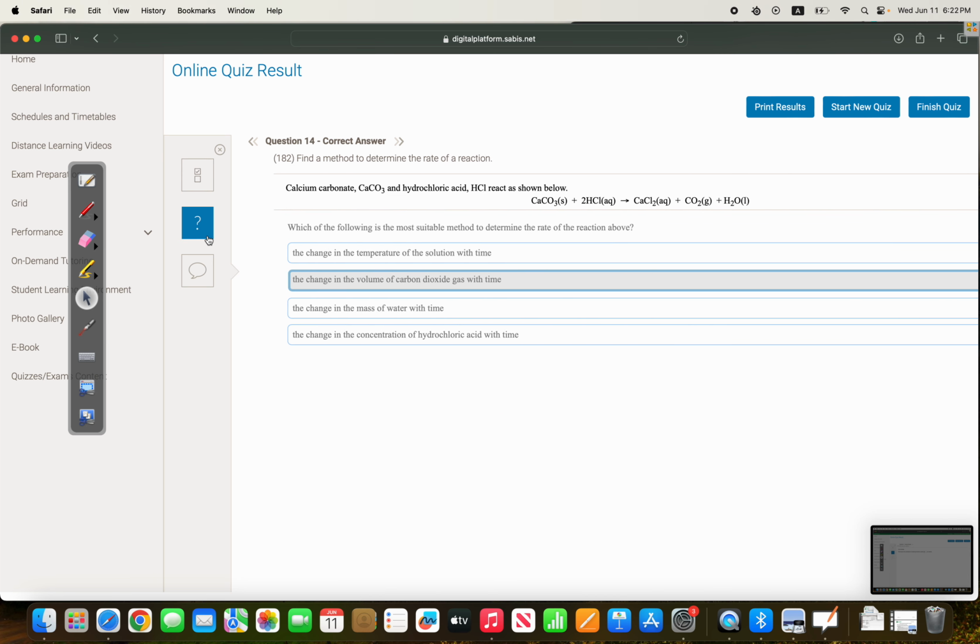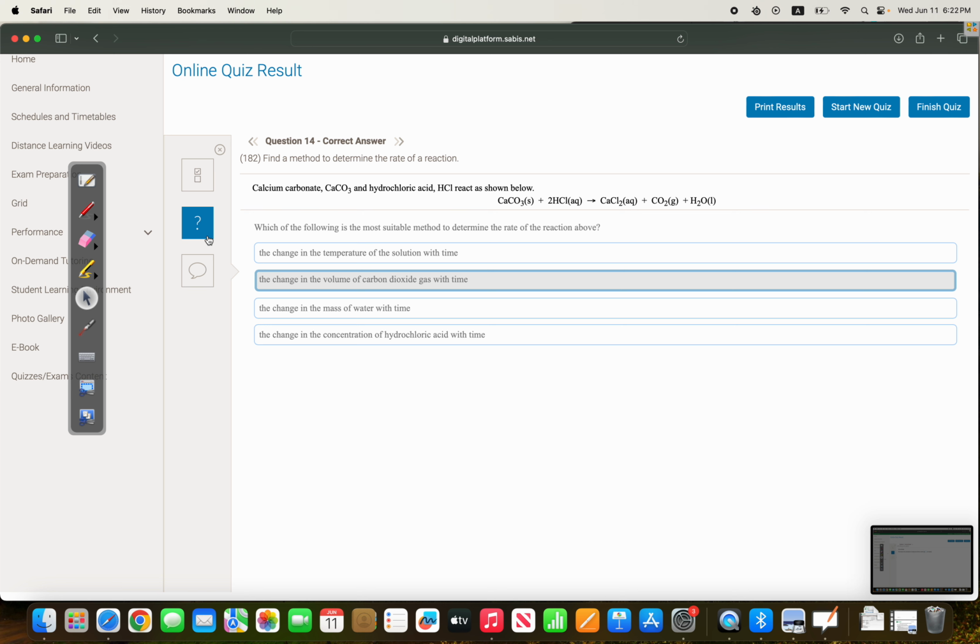Number 14. Which of the following is the most suitable method to determine the rate of reaction above? Change in volume of carbon dioxide gas with time. It is not the change in concentration of hydrochloric acid.